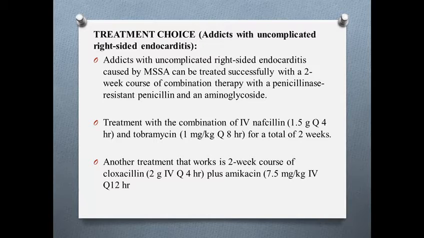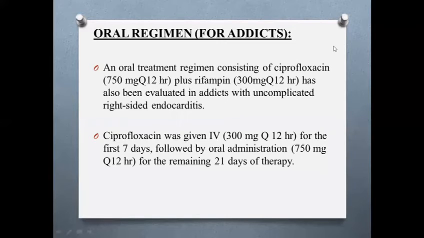Another treatment that can be given is a 2-week course of cloxacillin, that is 2 grams IV every 4 hours, plus amikacin, that is about 7.5 milligrams per kg IV every 12 hours. Now we're going to talk about oral regimens for addicts. The first oral regimen that we give is ciprofloxacin, about 750 mg every 12 hours, plus rifampin, about 300 mg every 12 hours.